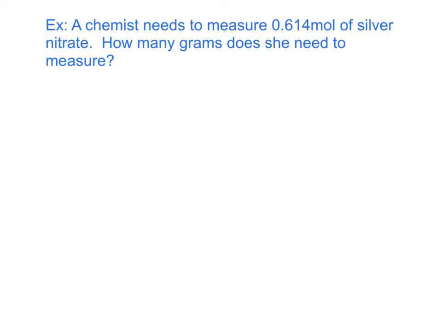And our last example, they want to know a chemist needs to measure out 0.614 moles of silver nitrate. How many grams does she need to measure? So again, you have to be able to know silver nitrate. Silver is a +1, nitrate is a -1, so it's going to turn out to be AgNO3 in the end. The molar mass for this is 169.87 grams per 1 mole.